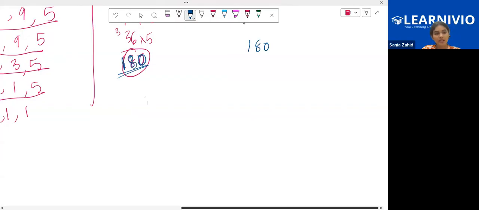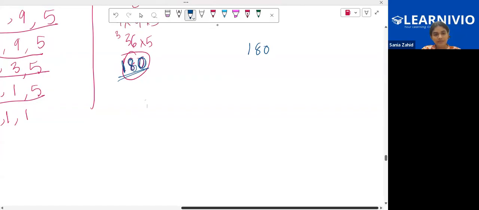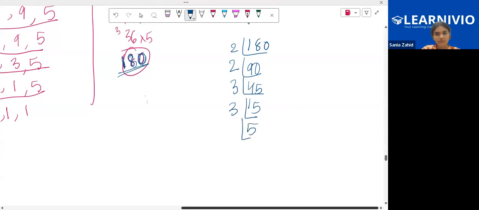Okay, now who wants to tell me this part? Harmeen, will you tell me this part? Yes, ma'am. Prime factorization of 180. Okay, so what do I get? We have to divide it by 2. We get 90. Then again by 2, we get 45. Then by 3, we get 15. Then by 3, we get 5. Then by 5, we get 1.